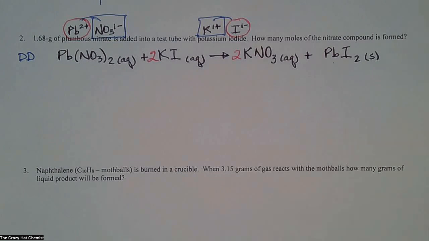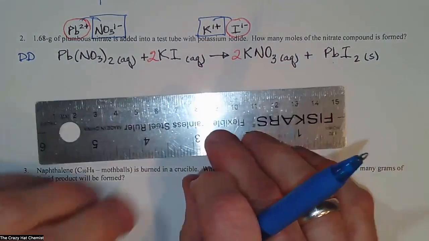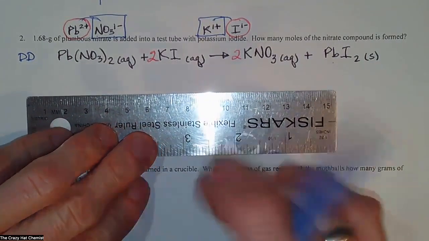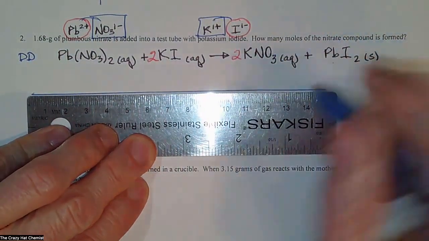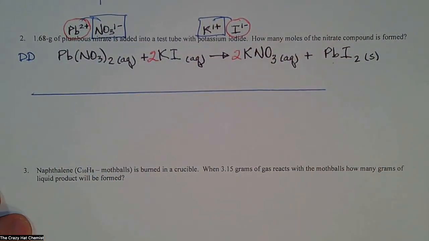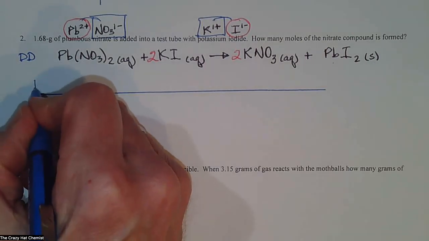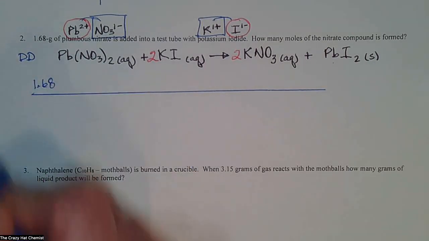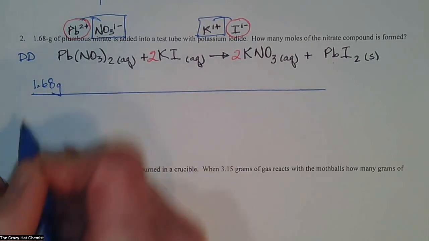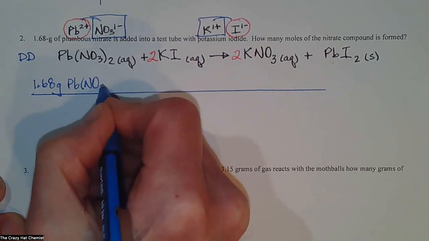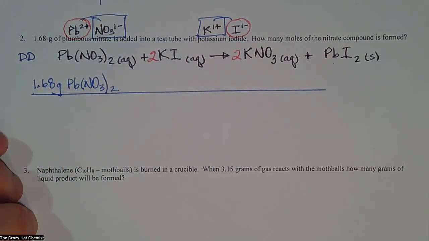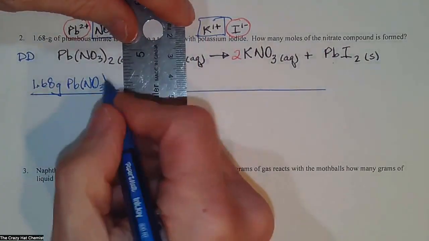All right, now what we're going to do is start off with our number, units, and formula on this problem. So I'm going to pull out my ruler so that we can start this off and it looks pretty and nice. Okay, and we are going to start off with a number, units, and a formula. That number is 1.68. The units are grams, and the formula is plumbous nitrate. So that's what we're starting off with on this problem here.